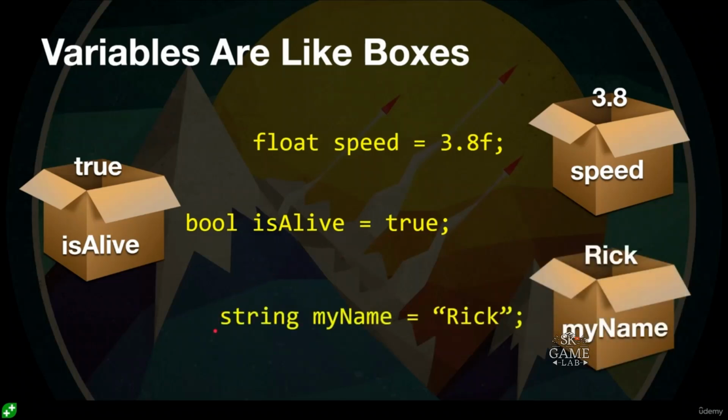And then, for example, with a string, we would once again start off with the type string, and then we would give it a name. Here, I've given it my name, and my name is Rick. And once again, using our box analogy, the box is called name, and the information within that is Rick, which is just 4 characters, one after another in this particular sequence.